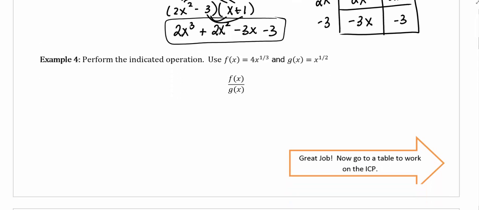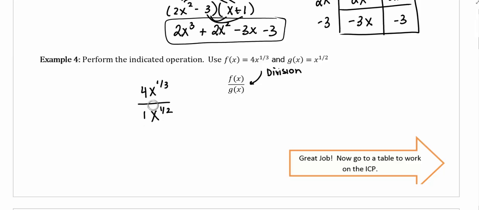Multiplication. So number 4, you can see we've got division. So I'm going to do f of x divided by g of x. So f of x is 4x to the 1/3 divided by g of x is x to the 1/2. So you do have to simplify here, and it's important to know when you have to do that. The 4 over 1, right, just stays 4 over 1.